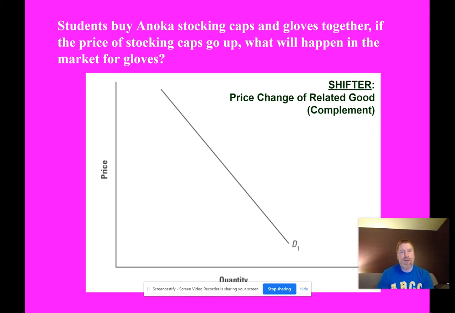This scenario says students buy Anoka stocking caps and gloves together. If the price of stocking caps goes up, what will happen in the market for gloves? So when I go and buy an Anoka stocking cap at the Decamart, I also buy gloves, and the price is higher for the stocking caps, so I buy fewer caps. Then I also buy fewer gloves because they're complements; they go together. So the demand would decrease for the gloves.